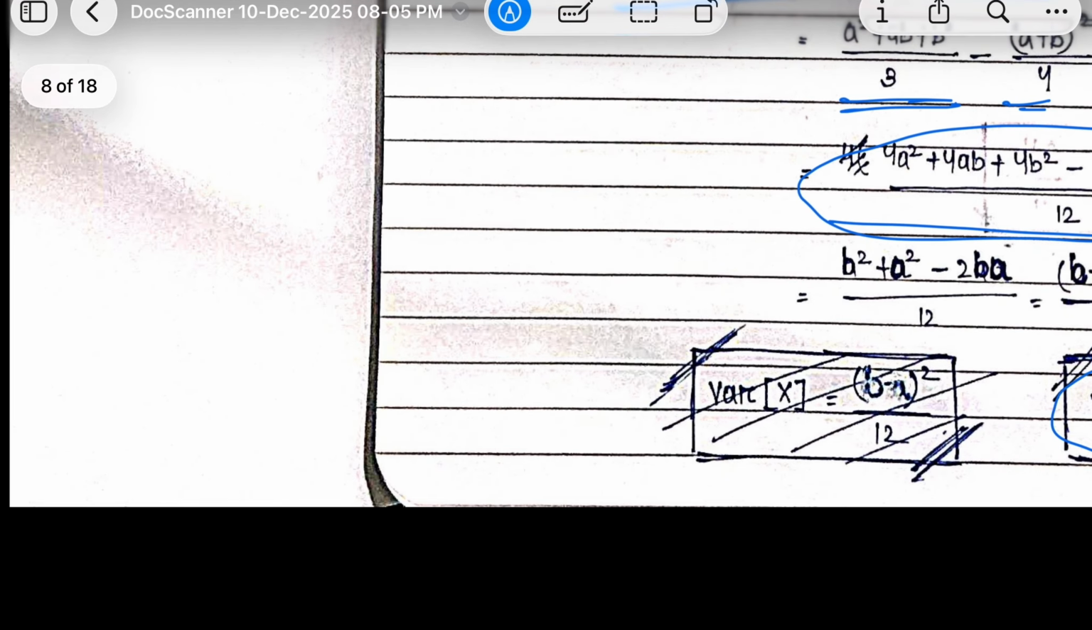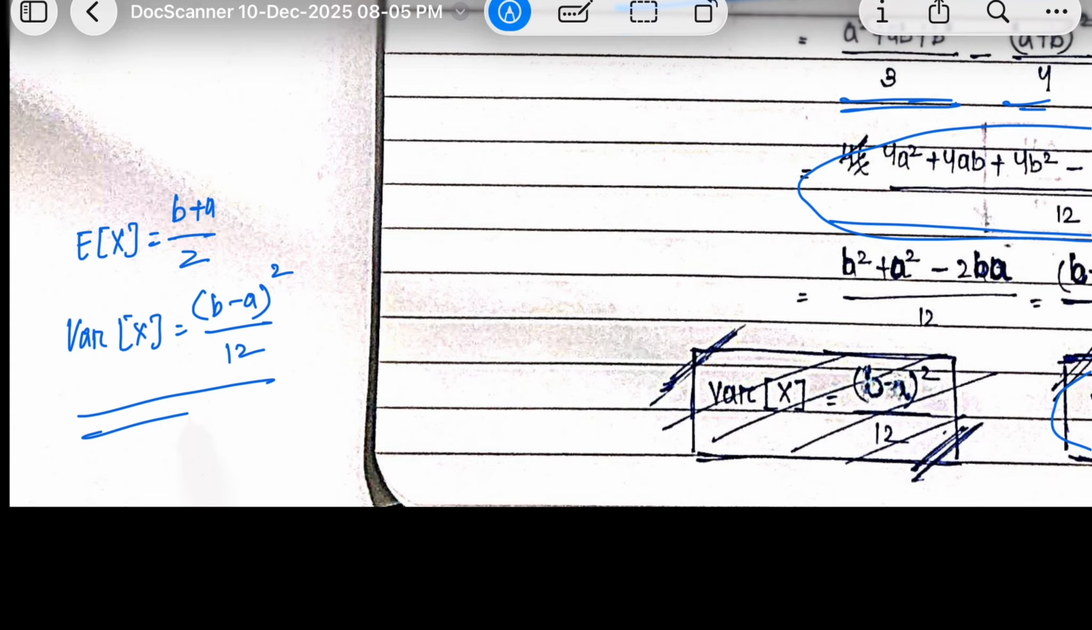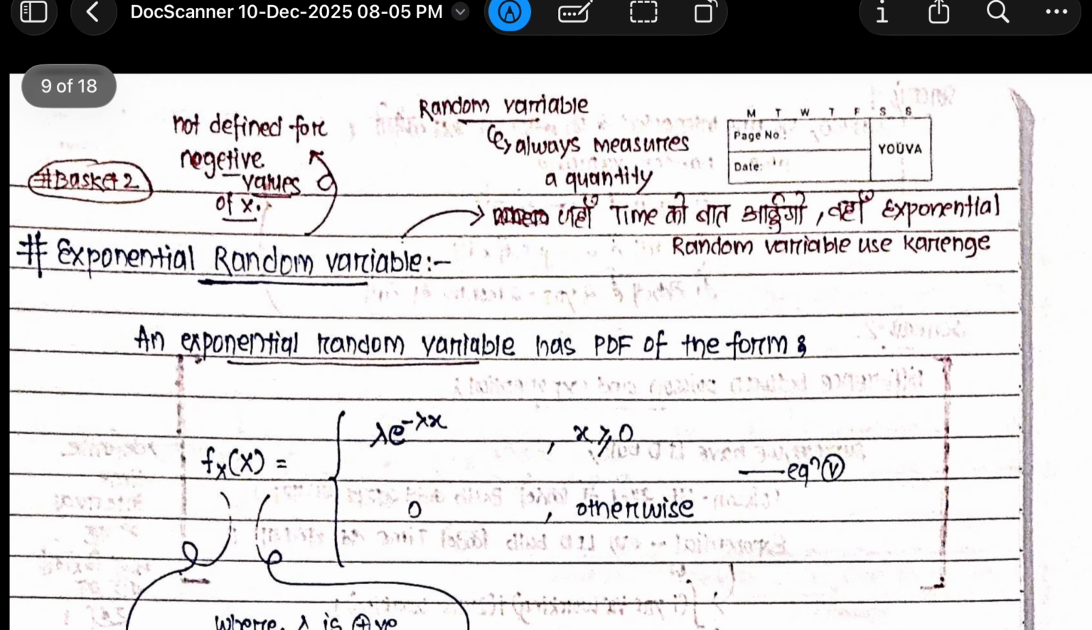So I think you all are back. What I have discussed: the expectation is b plus a by 2, and the variance is b minus a whole square by 12. This is for the uniform random variable. Okay, now moving on to the next basket, it is the exponential random variable.